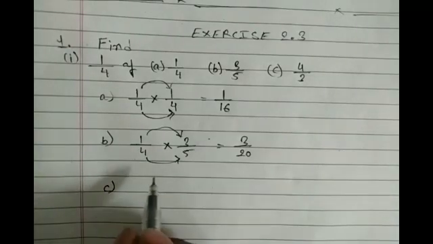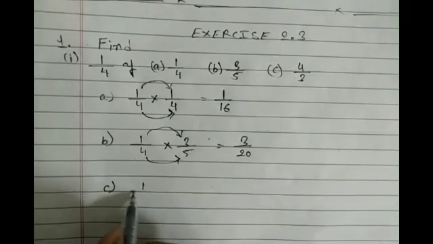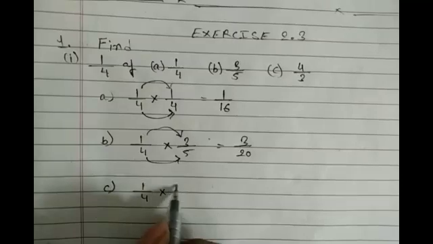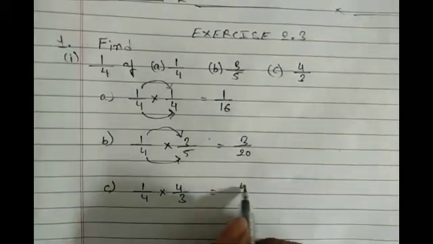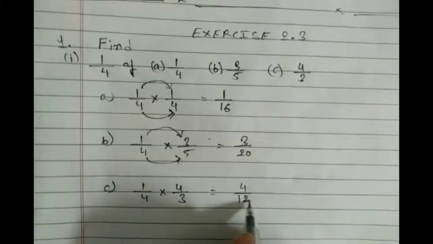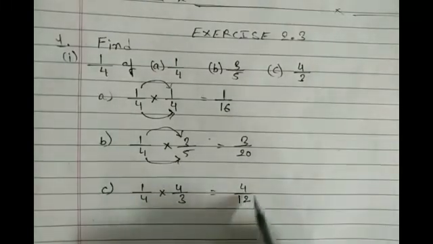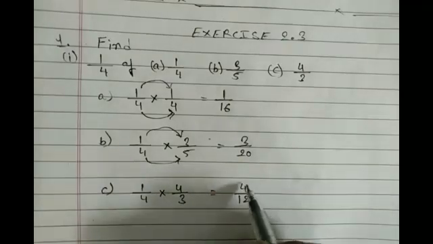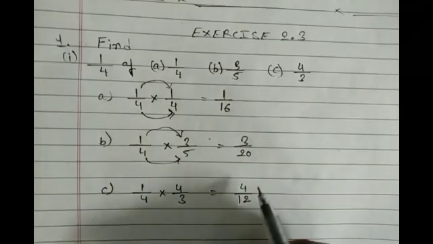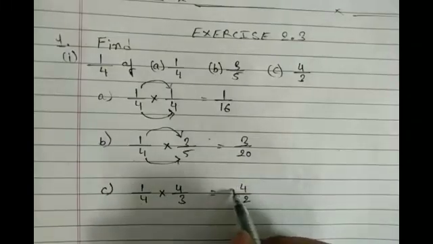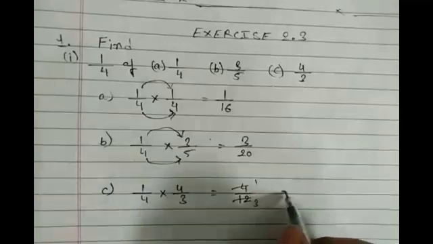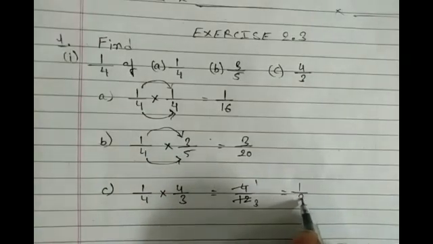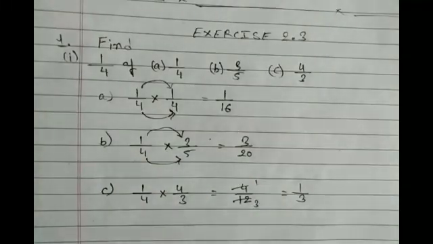See the C part, 1 upon 4 multiplied by 4 upon 3. 1 4s are 4, 4 3s are 12. Now it is possible to change it into the simplest form. Because 4 and 12 both are divisible by 4, 4 1s are 4, 4 3s are 12. So our final answer is 1 upon 3.